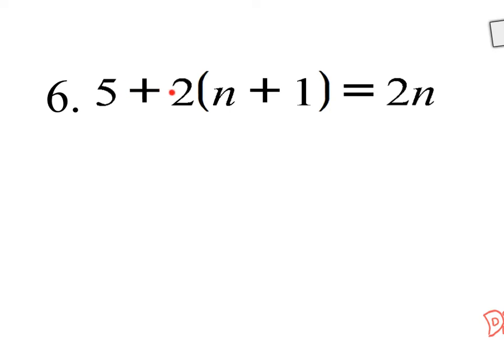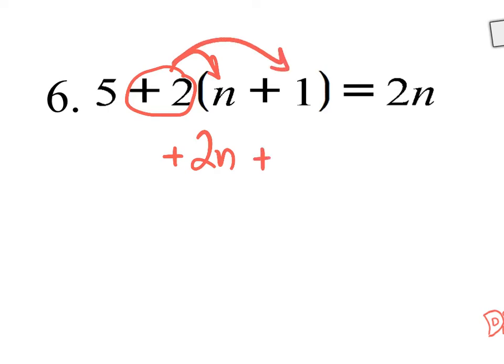So if you're thinking, oh, 5 plus 2 is 7, I want to write 7, no, that's wrong. Don't do this 5 plus 2. Distribute first. So you're going to go 2 times n, that's a positive 2n. 2 times 1, that is a positive 2. Bring down the 5 that's out here in the front. Bring down the equal sign. Bring down the 2n.